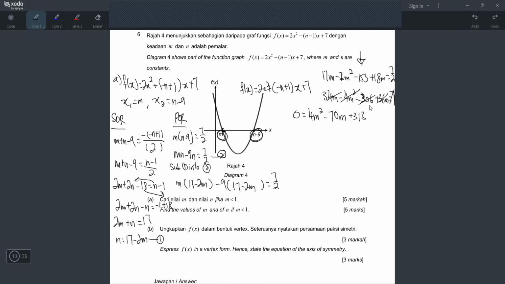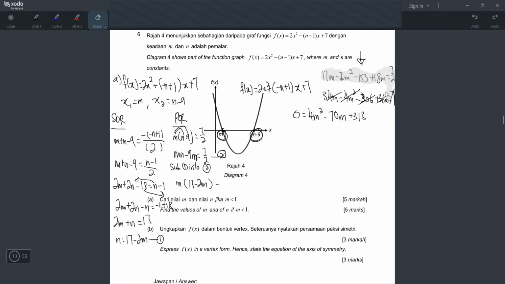Okay, I think I made a mistake. Where did I make the mistake? Minus 9m, minus 9n. Okay, I know why already. This one, when we expand, m times n is mn. M times negative 9 is negative 9m, right? But I write n. Ayo, careless mistake. So this one is not n. This one is m. It means this one, no need to substitute, right? So I made a careless mistake.